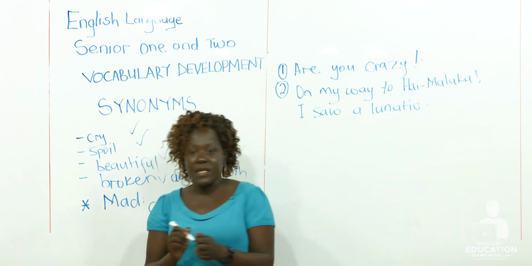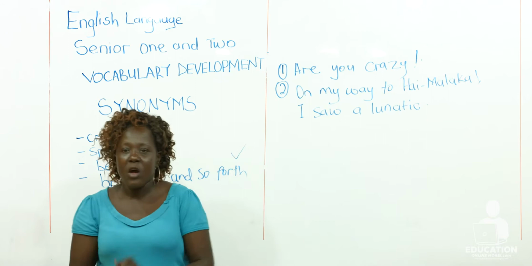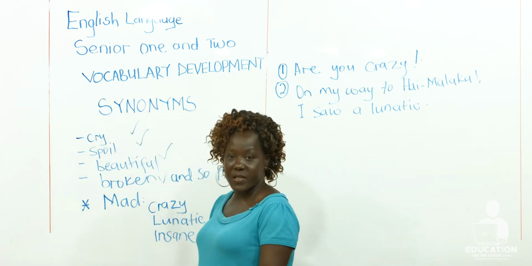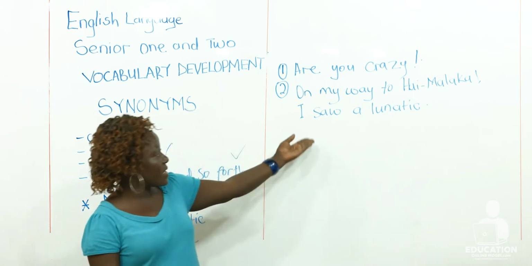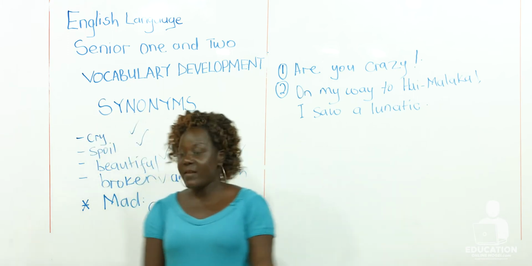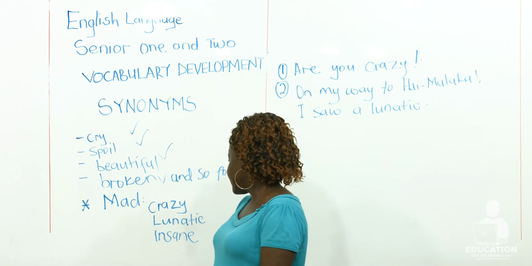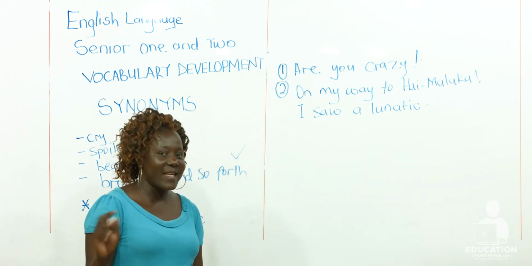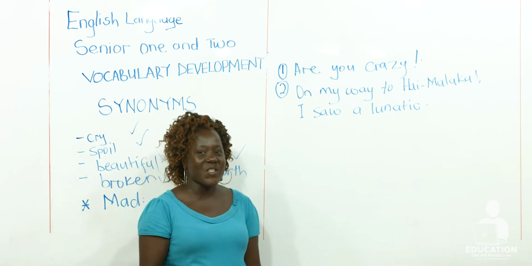So you can now see, instead of all the time saying, on my way to Malakal, I saw a mad person, you just say a lunatic, and it's enough. You can even use this third word, insane. Insane. You remember there is a song that you, my senior 1 and senior 2, like so much.